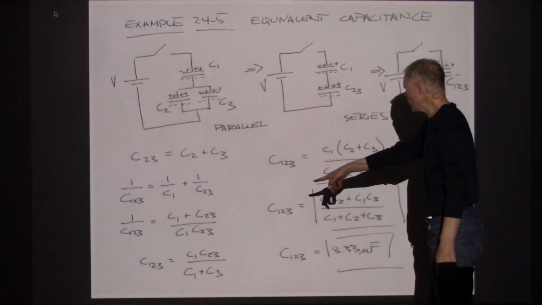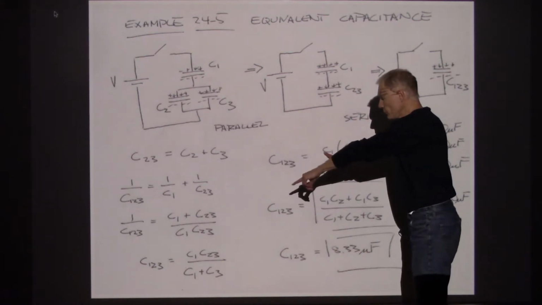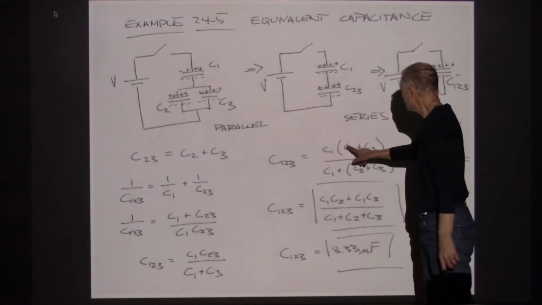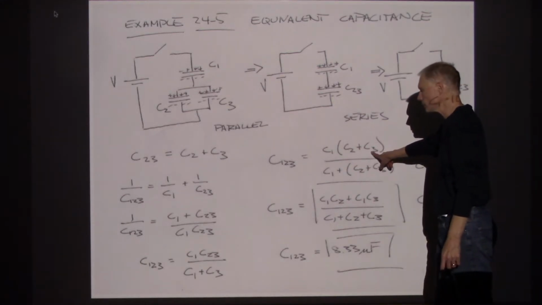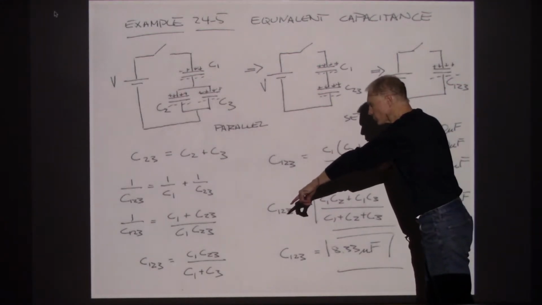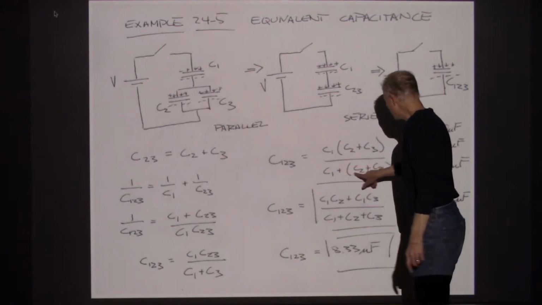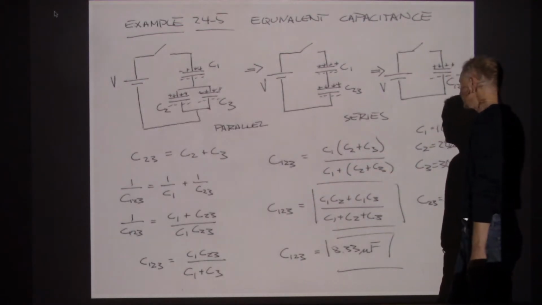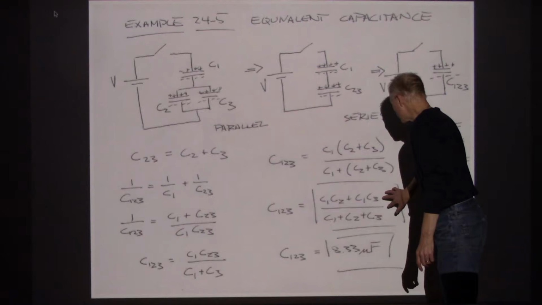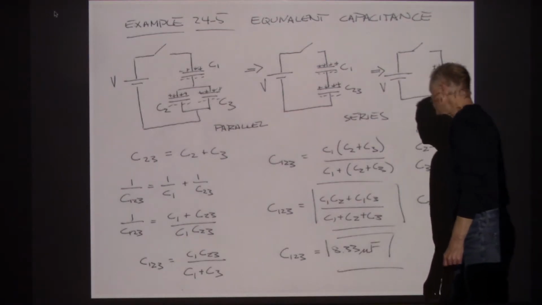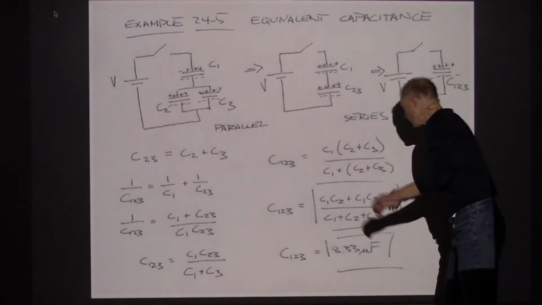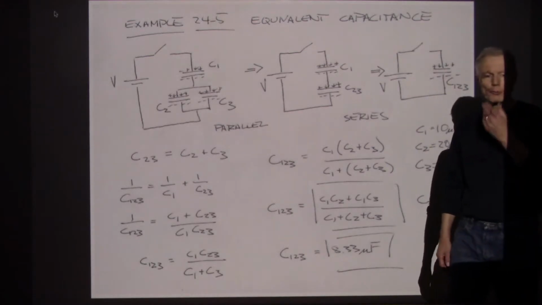So what we can do from that point is, here's C1. Now C23, if you remember, was C2 plus C3. And then down below, that should be a 2-3. That's going to be C2 plus C3. So the formula works out to be this. Now, I plugged all the numbers in and I got 8.33 microfarads.